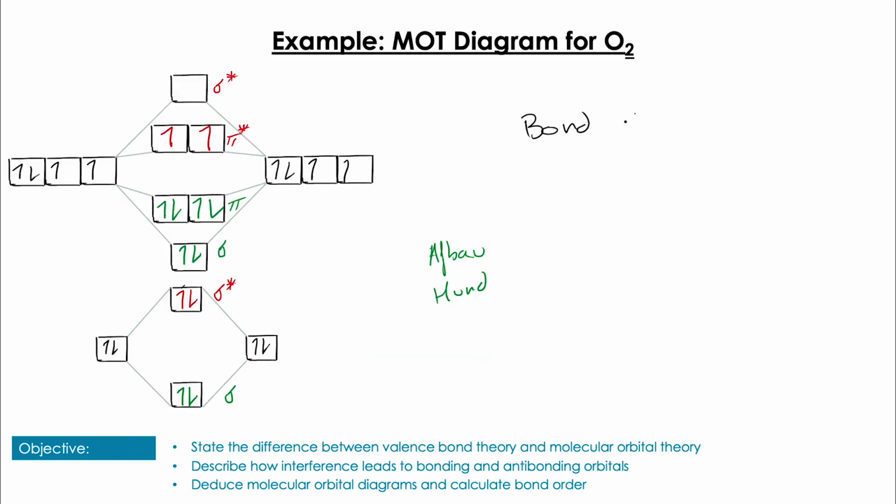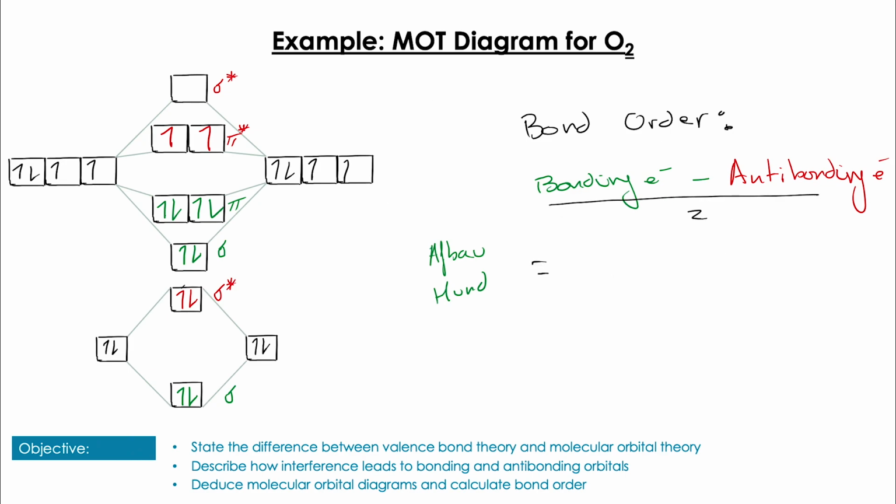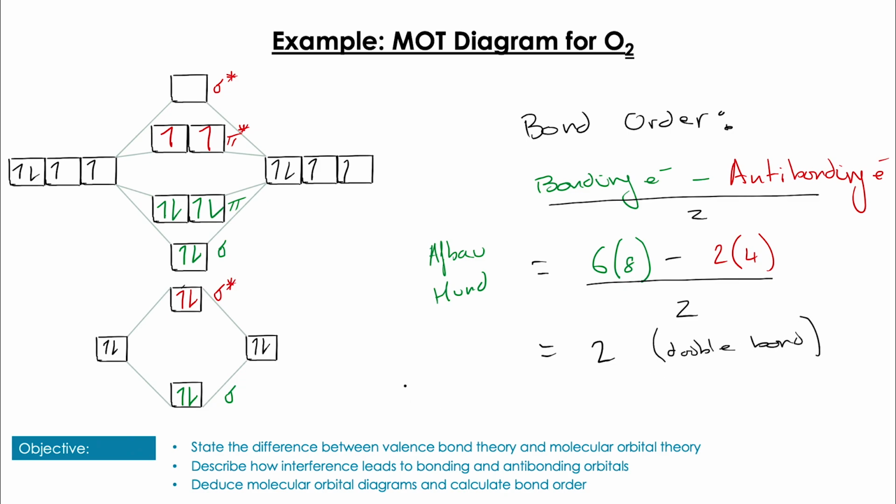So using the diagram we've made and the equation for bond order, we can then calculate the bond order. So the number of bonding electrons minus the number of antibonding electrons. So we have a total of 6 bonding electrons, or 8 if we include the 2s, but if we don't include that, it won't make a difference to our calculation. And we're going to subtract the antibonding, which is 2, or 4, again, if we want to include the 2s, divided by 2, which is going to be 2, therefore giving us a double bond for O2.